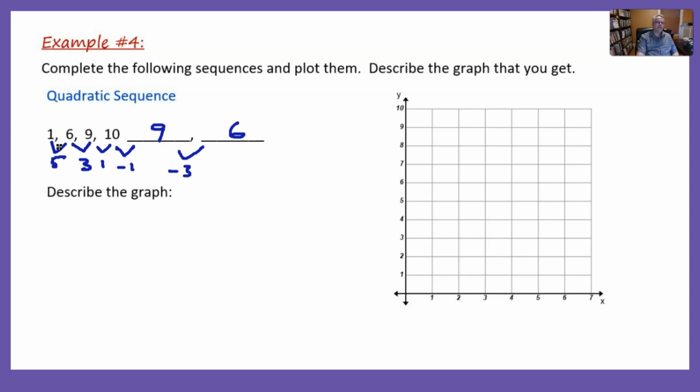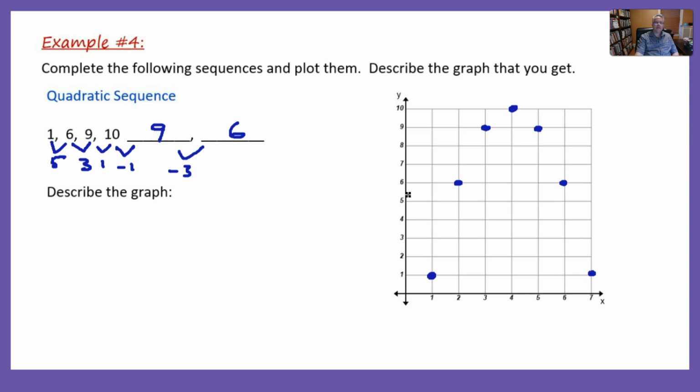All right, let's plot them. So the first term is 1. So when x equals 1, the value of the first term is 1. When x equals 2, it's 6. When x equals 3, it's 9. At 4, it's 10. The fifth term is 9. And the next term is 6. I'm going to throw in one more. If we had found one more term, it would have been 1 again.